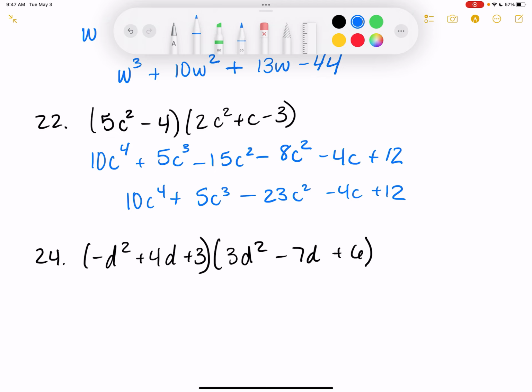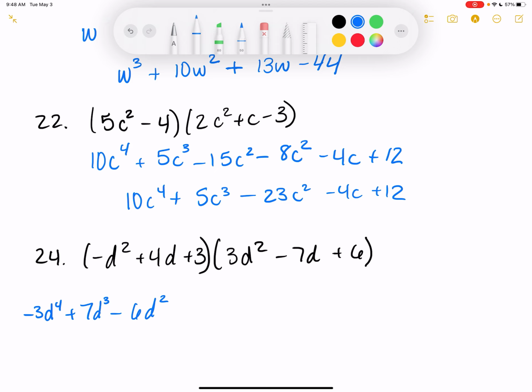So start with the negative d squared and multiply that by each piece. What do I get? Negative 3d to the 4th, plus 7d to the cube, minus 6d to the squared.